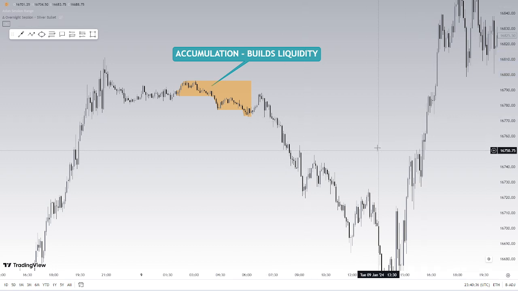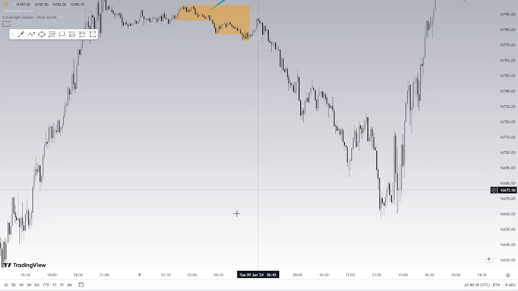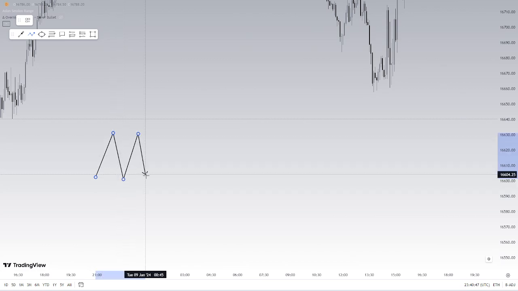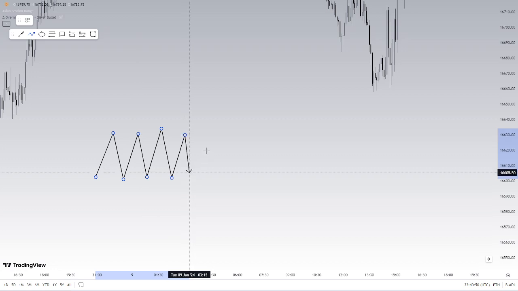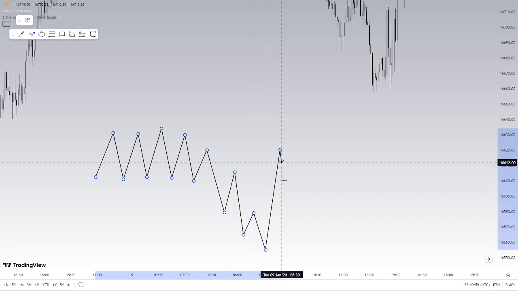Now from here, what does our entry model look like? Well, from here, our entry model is similar to the first entry model, but here we're going to be using the Asian range low. So what we see is price accumulate in the form of the Asian range, like I've just marked out. Then we see price head down, sweeping the Asian low, and then giving us a very clear shift in market structure. And we enter off the fair value gap or the breaker, right?